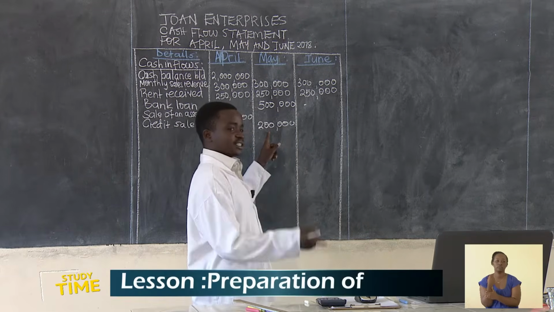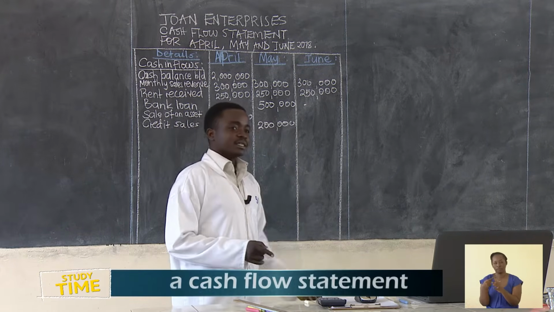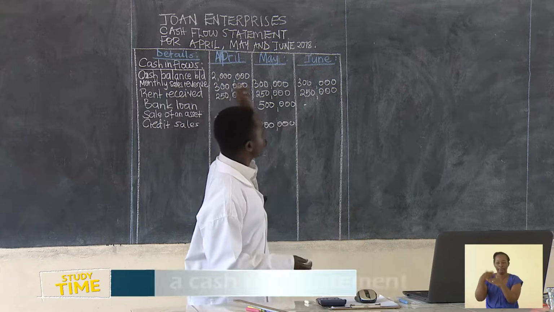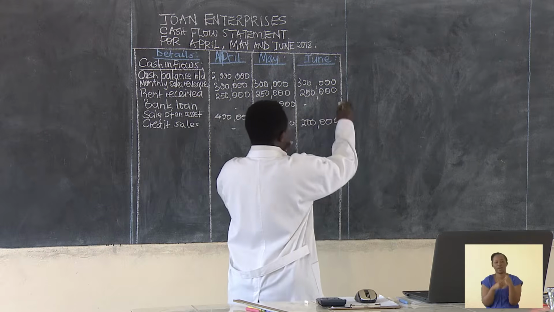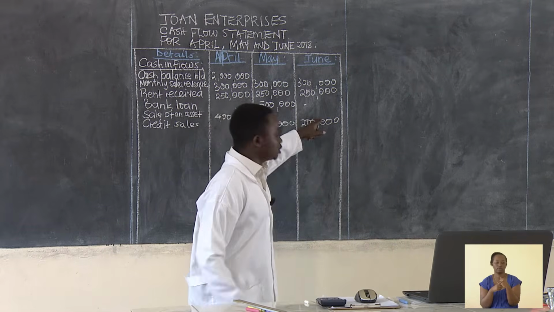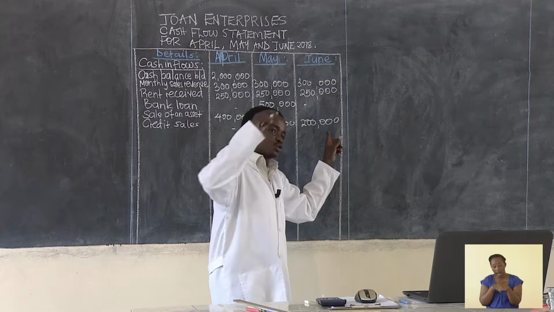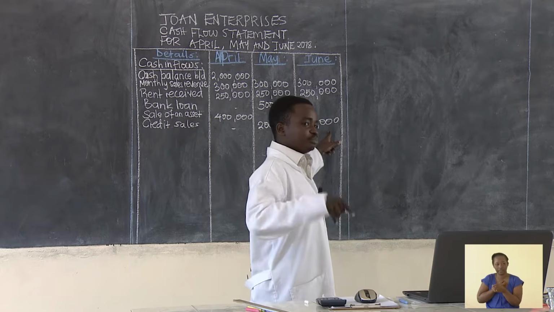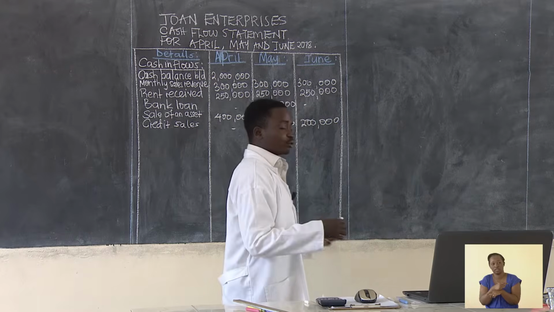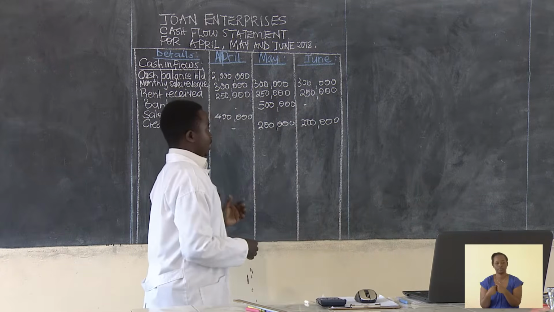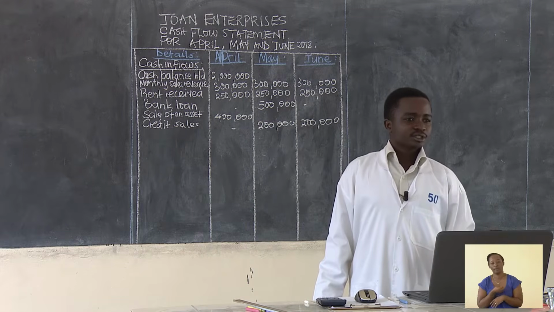Still in May, goods worth 200,000 were sold on credit, but the payment was received in the following month, which is June, 200,000. Again, in June, goods were sold on credit, 200,000, but the payment for those goods was to be received in the next month, which would be July. So that is how you look at it. That is how you record that. Then we have monthly interest paid.